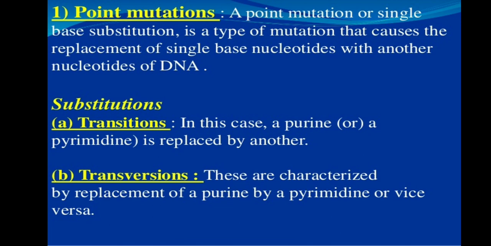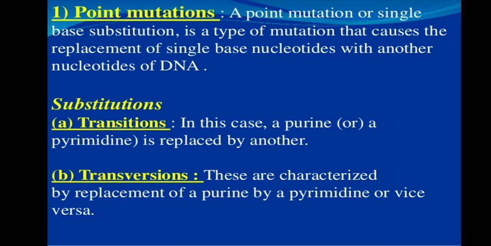There are different kinds of mutation, that is point mutation. A point mutation or single base substitution is a type of mutation that causes the replacement of a single base nucleotide with another nucleotide of DNA. The substitutions are like transition or transversion. First we'll see the transition. In this case, purines or pyrimidines are replaced by one another. Or the transversion, which is characterized by the replacement of purines by pyrimidines, or pyrimidines by purines, vice versa.